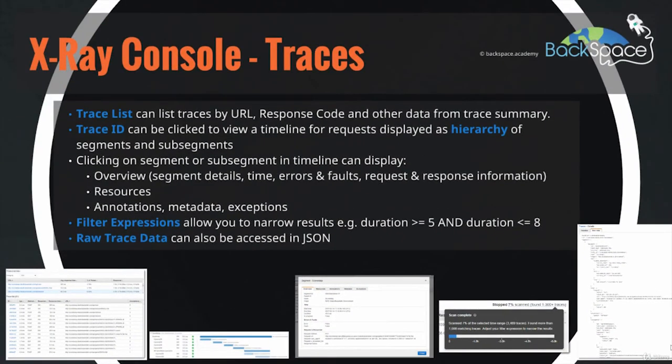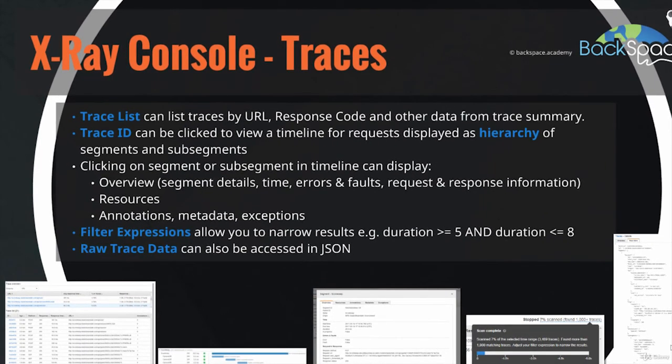The trace list in the X-Ray console can list traces by URL, response code, and any other data from that trace summary. The trace ID itself can be clicked to view a timeline for all of the requests that will be displayed as a hierarchy of these segments and the subsegments of that segment.